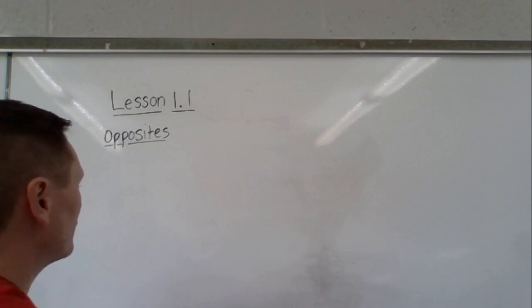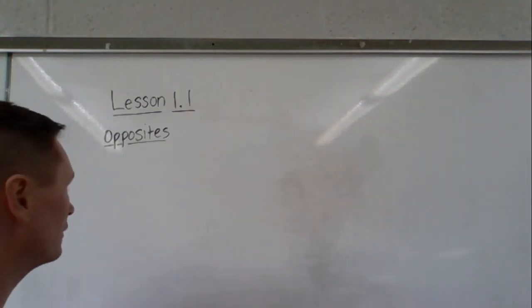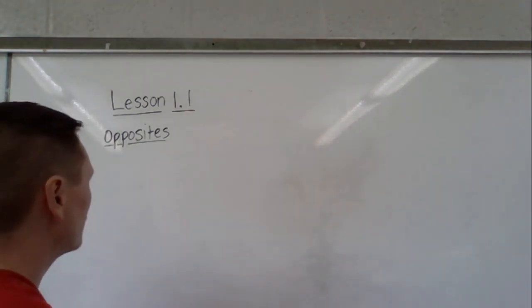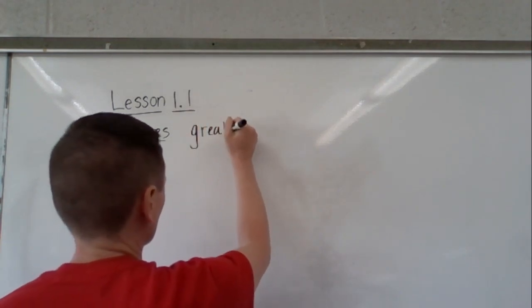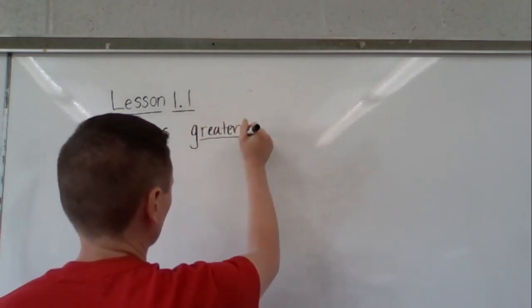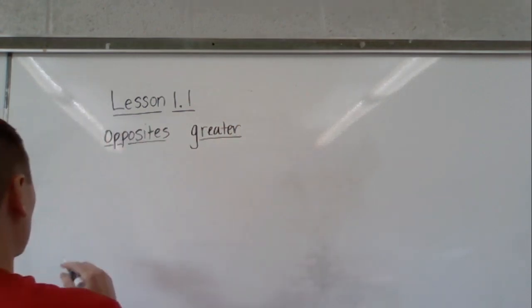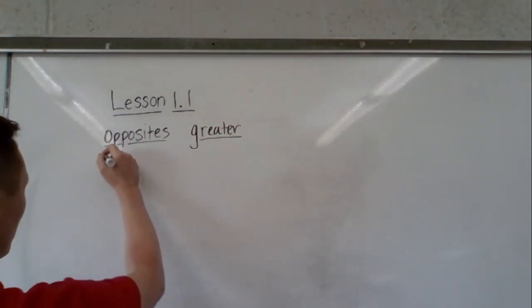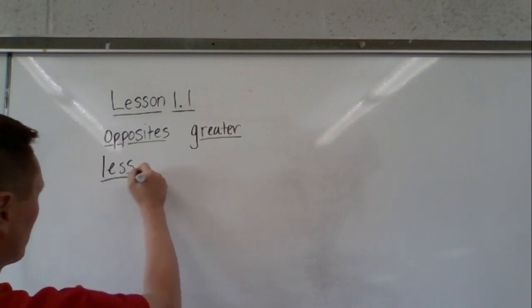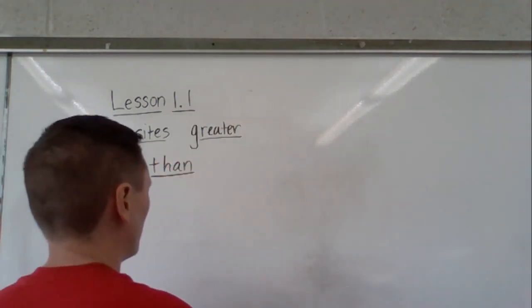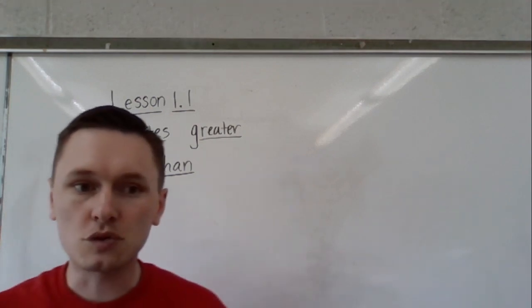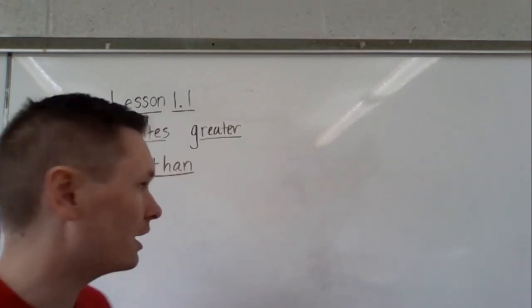Next, we have positive numbers. And positive numbers are numbers that are greater than 0. Then we have negative numbers, and they are less than 0. And when you write a negative number, you must always use a negative sign.